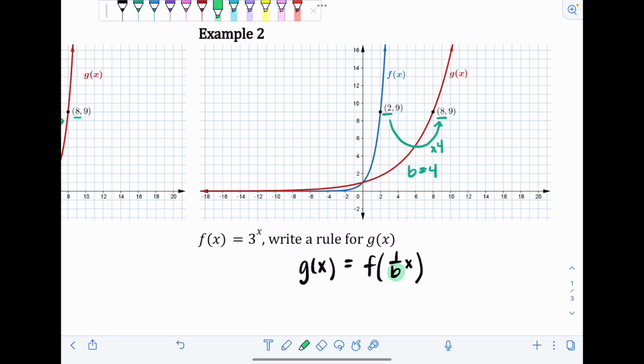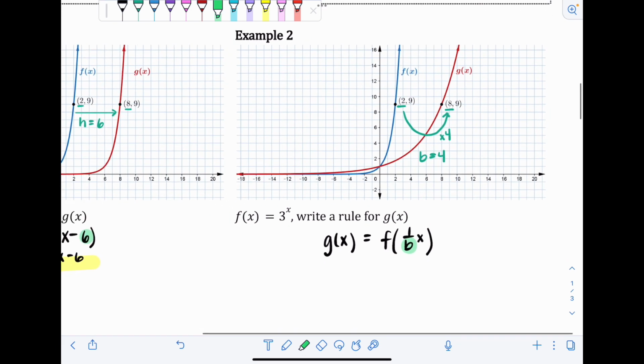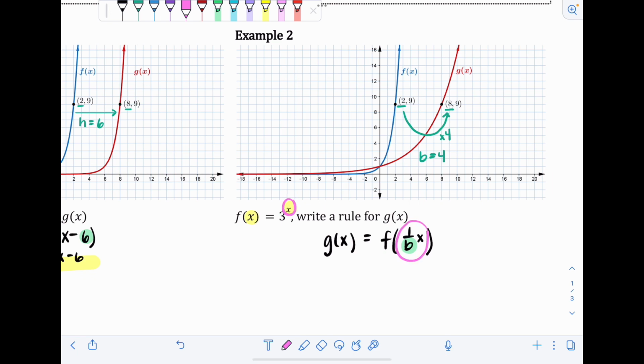So we would take that 4 and put it here. It's kind of like inputting into the actual function: here we have f of x, and it was 3 to the x power. Our input was x. That's why it ended up here. If we're changing our input to 1 over b or 1 over 4, that's what we have to replace x with. So I'm going to take that b out and put the 4 in, since we established b was 4, since that was the scale factor we had to multiply the x-coordinate by: 2 times 4 to get 8.